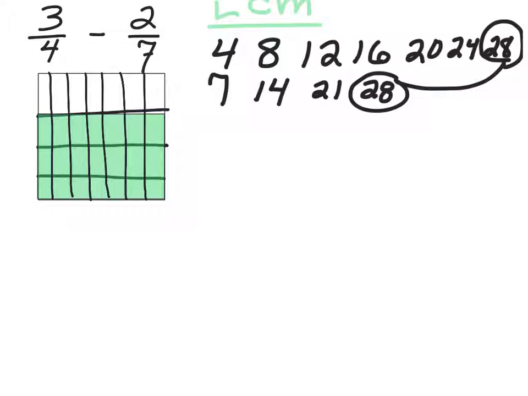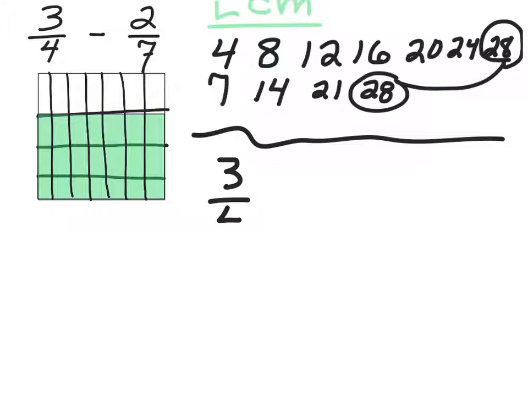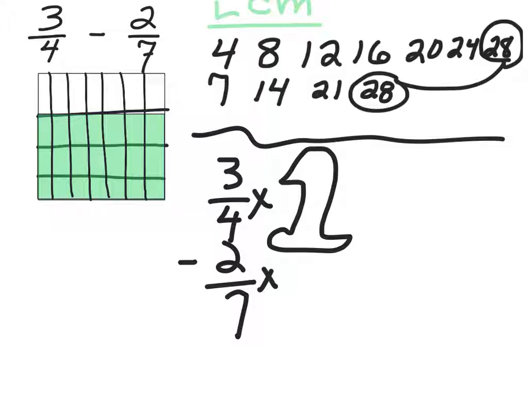But now I still can't subtract because this is in 7ths. So I'm going to start my algorithm. I'm going to start it right here. 3/4 minus 2/7. And the first thing I've got to do is multiply by the big bad giant 1. That is correct, my friends. So let me go ahead and write this in there.